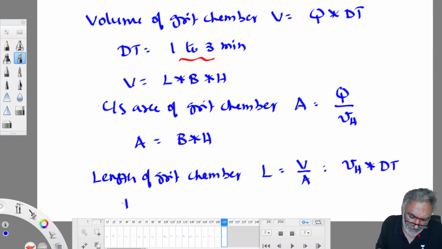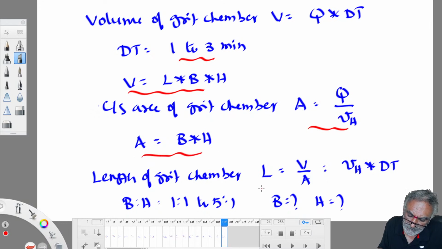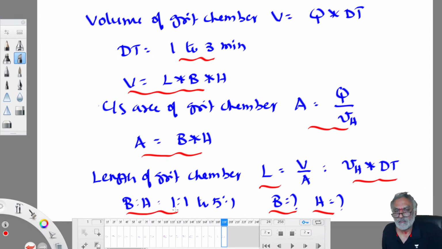So that's all. Then the B to H ratio we provide is 1:1 to 5:1. Then we fix the width of the grit chamber and the depth of flow in the grit chamber. That's what is called design of grit chamber. That's it. If you ask any question, it is this only.